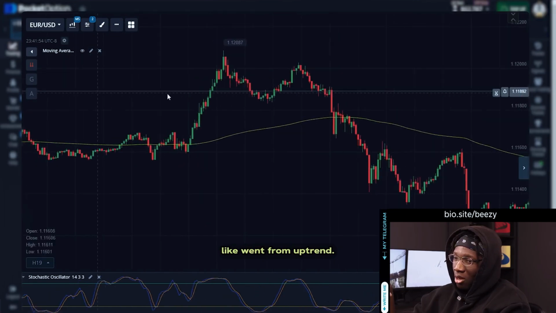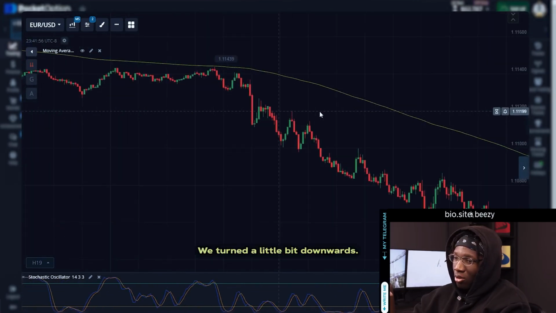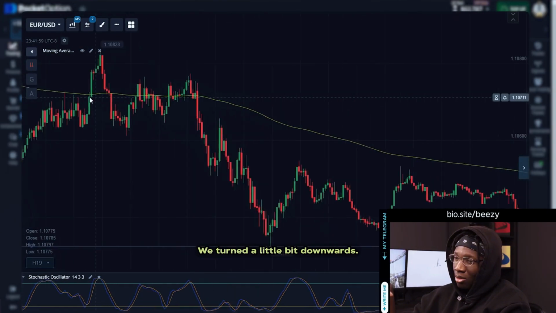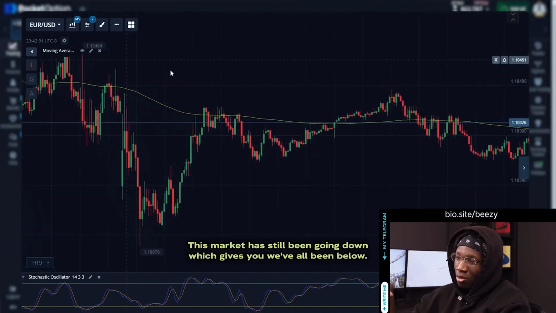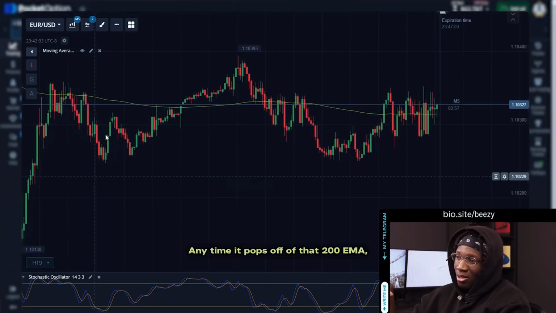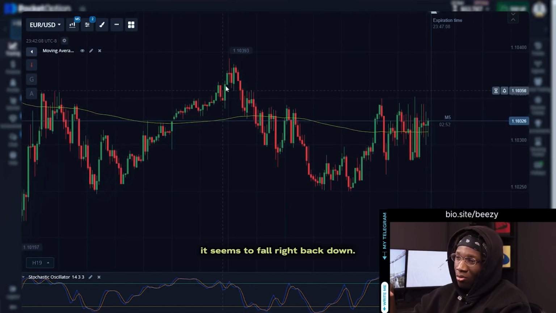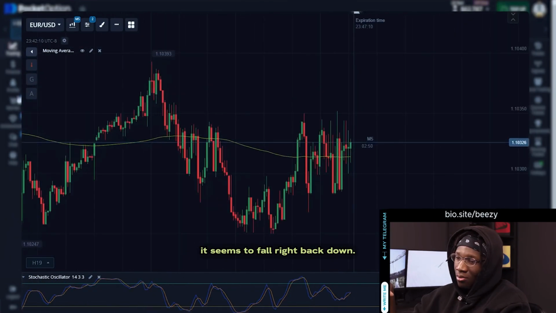seeing like it went from an upward trend. We drew down a little bit downwards. This market has still been going downwards. You can see we've all been below. Anytime it pops off of that 200 EMA, it seems to fall right back down.